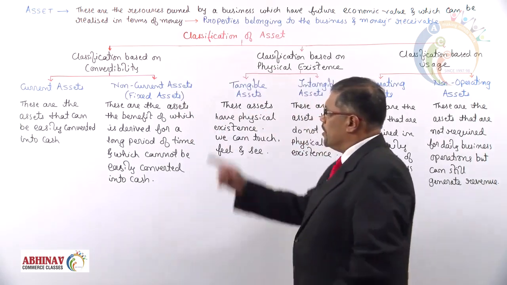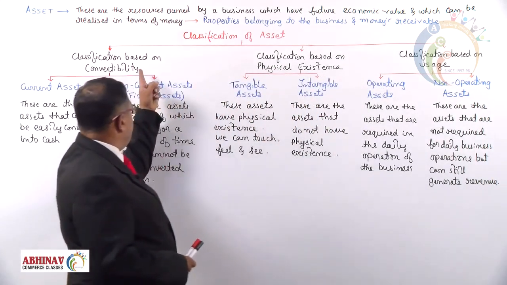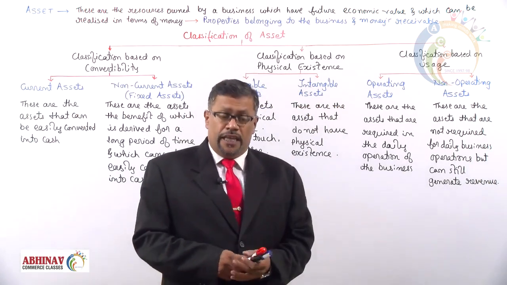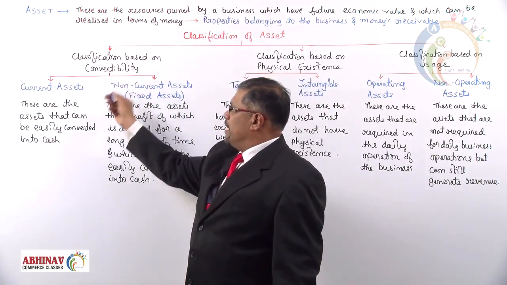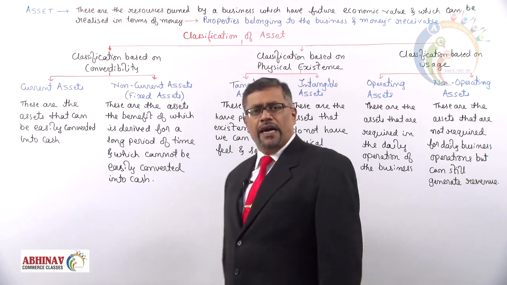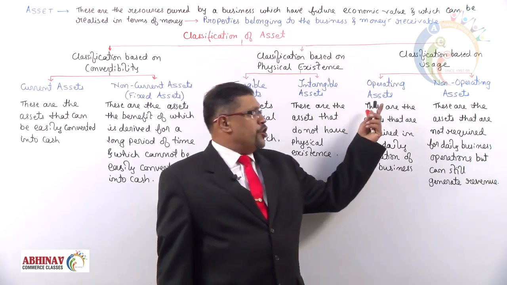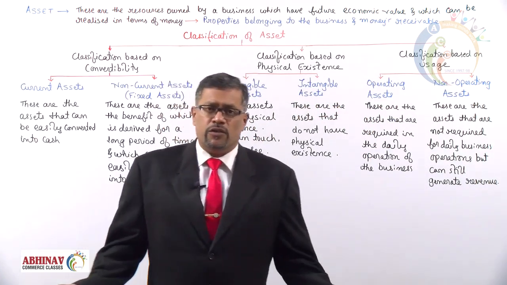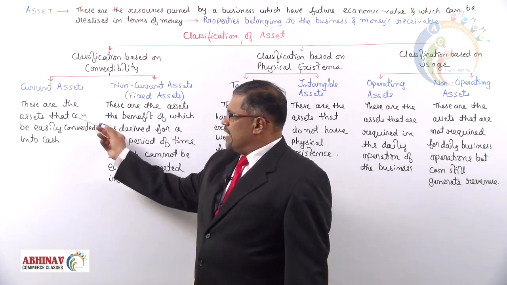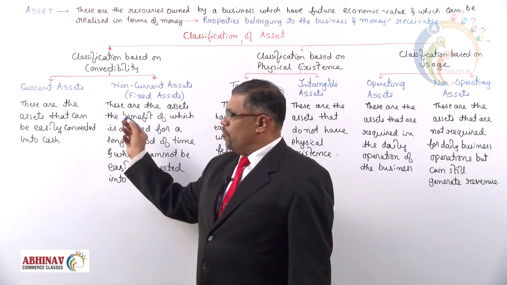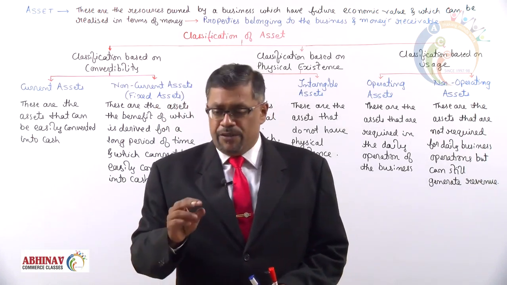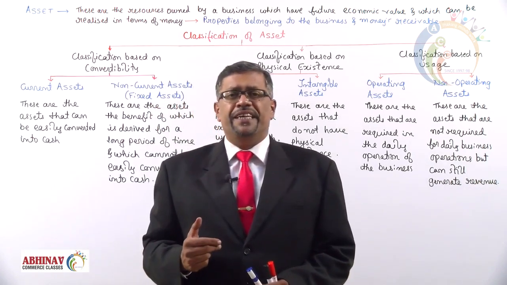Let's see the classification based on convertibility of the asset, physical existence of the asset, and based on its usage. Based on convertibility, assets are classified as current assets and non-current assets. Based on physical existence, tangible and intangible, and based on usage, operating and non-operating asset. This is also a modern approach to the classification. Current assets are the assets that can be easily converted into cash. That means we can sell it and get immediate cash.